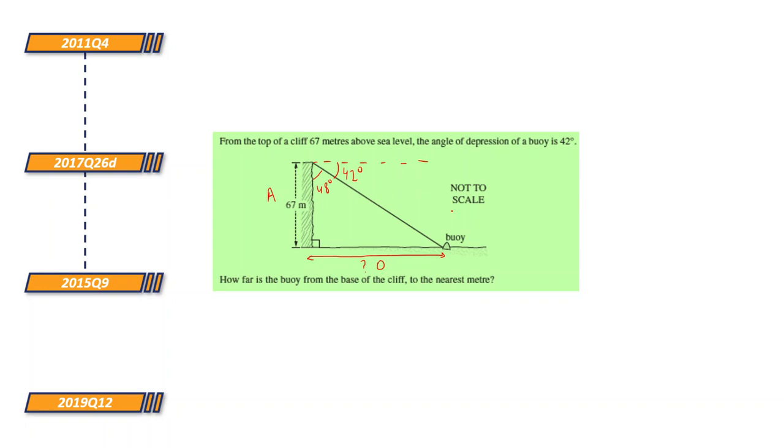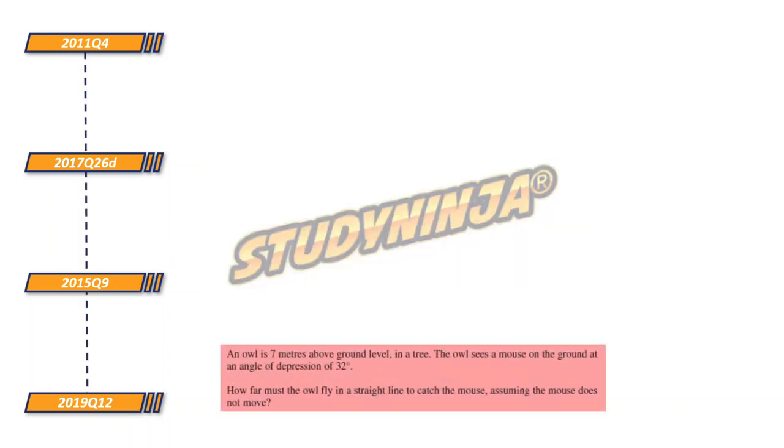Okay, so up until this point, pretty much the same thing is happening, and you need to work out one of the parts of the triangle. Whereas in 2019 question 12, you are not given a diagram at all. So you see, as you're moving along, it's getting harder and harder. Here, you're just given the question, draw it yourself and give me the answer. So you're told that an owl is 7 meters above ground level on a tree. So you need to work these things out yourself.